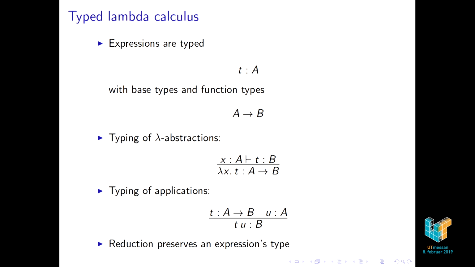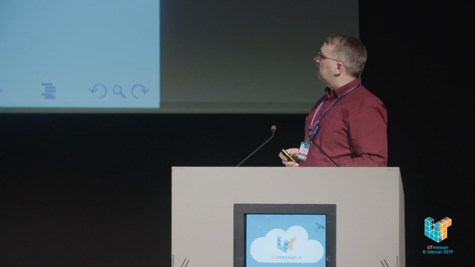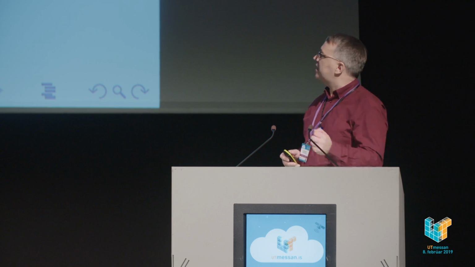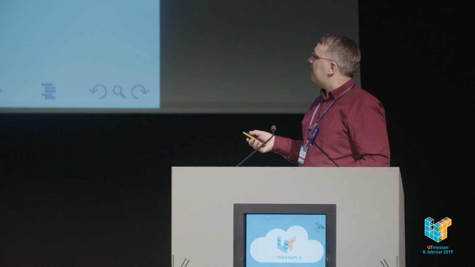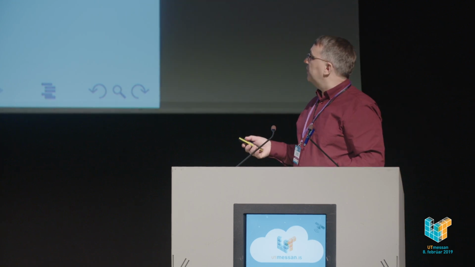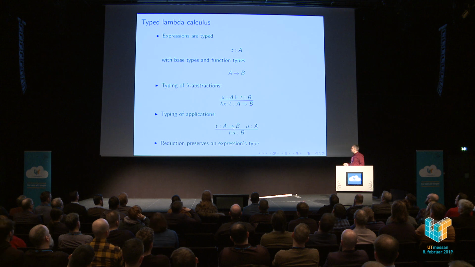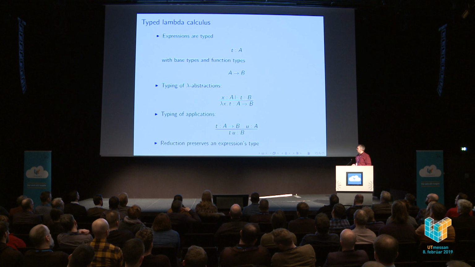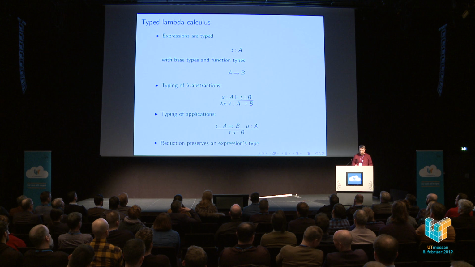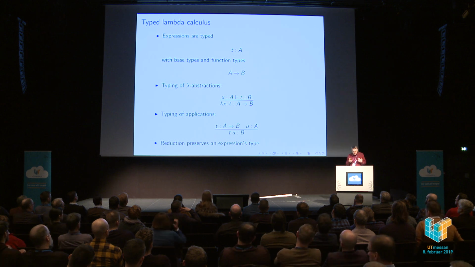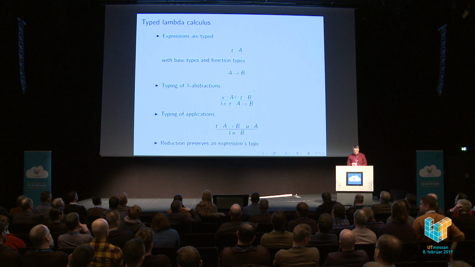And there are only two typing rules. You have to make sure that your lambdas are good, and you have to make sure that your applications are good. When does a lambda have a type A to B? It takes A's to B's. Well, if in the context where you can assign X a type A, T will come out as having type B. Typing of applications: if you have applied T to U, this is only possible if T is a function taking A's to B's, and then U must be an A, and what comes out is a B. And this mechanism of computation, reduction, actually preserves an expression's type.